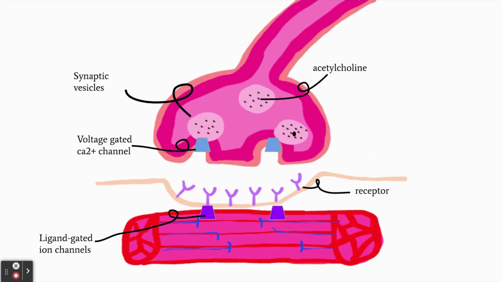So for a brief introduction, acetylcholine, as represented by these black dots within the synaptic vesicles, is a neurotransmitter used to cause muscle contractions. It opens ligand-gated ion channels, as seen as these purple trapezoids, that causes a change in concentration of sodium ions, which triggers a pathway that leads to muscle contraction and movement in general.